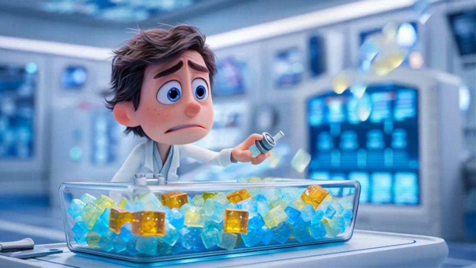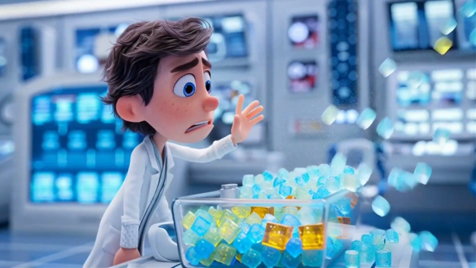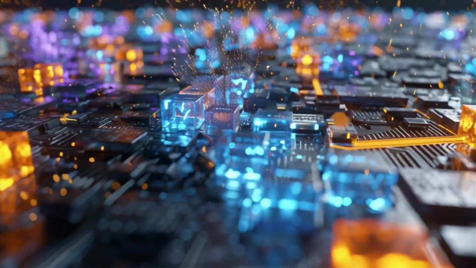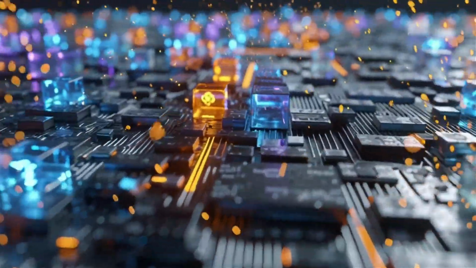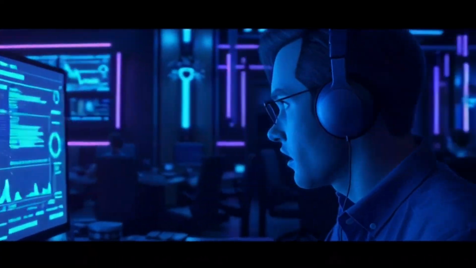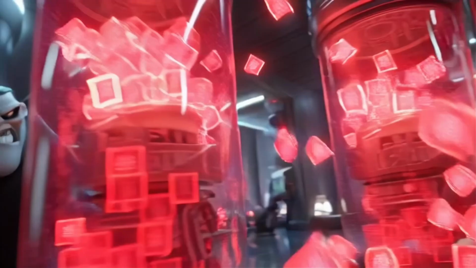But buffers have limits on how much data they can store. Imagine pouring water into a cup that is already full. The excess spills out and causes a mess. In memory, that spillover can overwrite nearby data. And that is where the danger begins. Attackers exploit this weakness to inject malicious instructions.